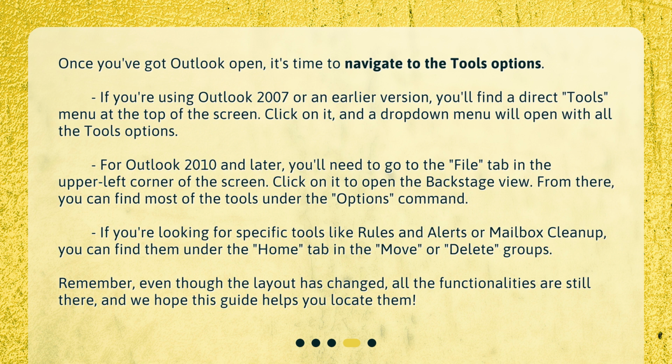For Outlook 2010 and later, you'll need to go to the File tab in the upper left corner of the screen. Click on it to open the Backstage view. From there, you can find most of the tools under the Options command.